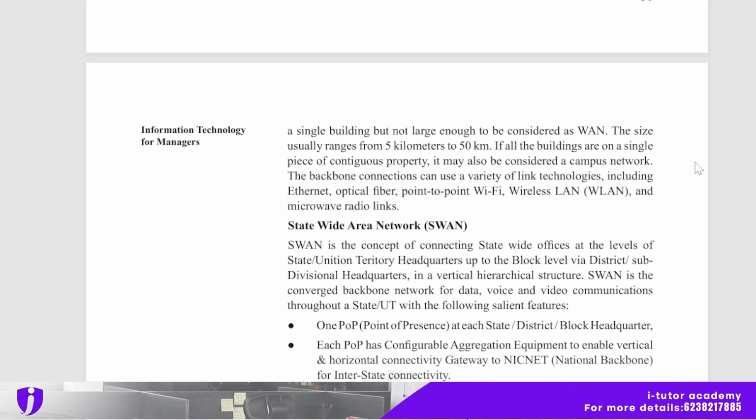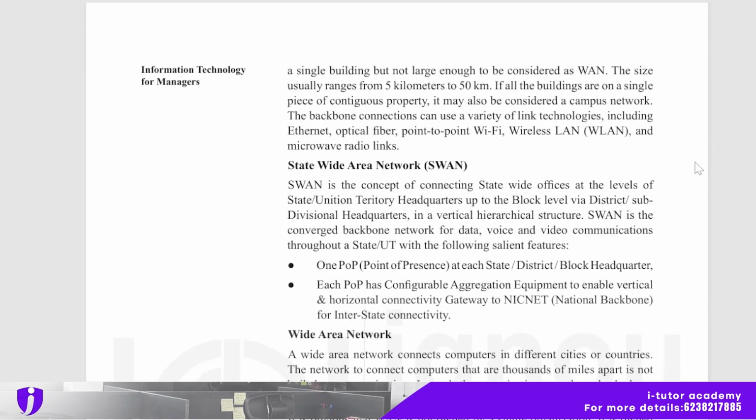And next one is the statewide area network, that is SWAN. SWAN is a concept of connecting statewide offices at the level of state or union territory headquarters up to the block level via district or subdivision headquarters in a vertical hierarchical structure. SWAN is a converged backbone network for data, voice, and video communications throughout a state or UT with the following salient features. One POP, that is one point of presence, at each state, district or block headquarters, and each POP has configured aggregation equipment to enable vertical or horizontal connectivity, and a gateway to NICNET, the National Backbone for Interstate Connectivity.